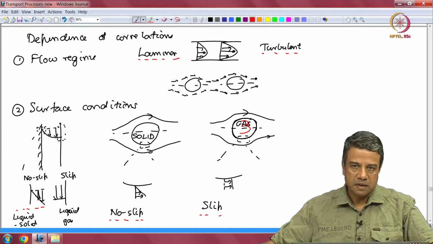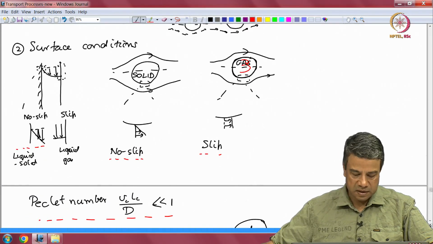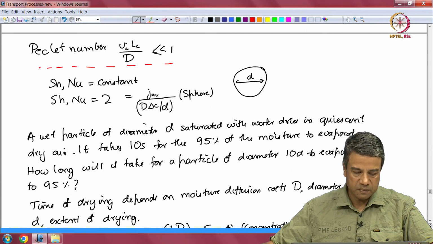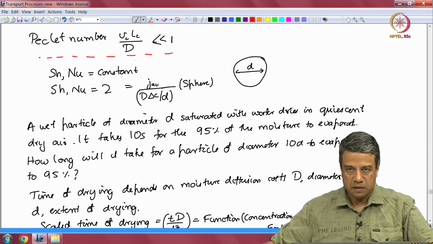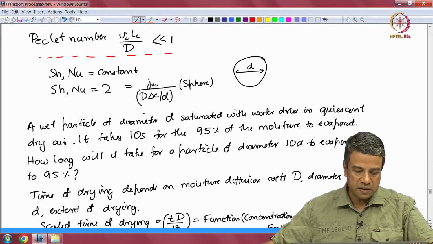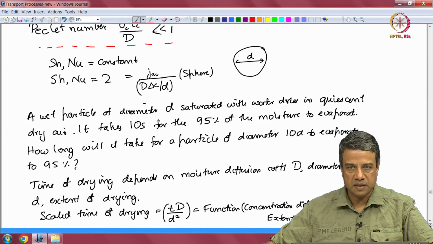We had first examined the correlations for the flow in a pipe and the flow past a particle in different configurations. Low Peclet number. The Peclet number is small, convection is small compared to diffusion. The convective velocity does not matter. Therefore, the Nusselt and Sherwood numbers cannot depend upon the velocity, they cannot depend upon the Peclet number or the Reynolds number, they have to be constants. That constant is 2 for a spherical particle, and we had seen some consequences of that.